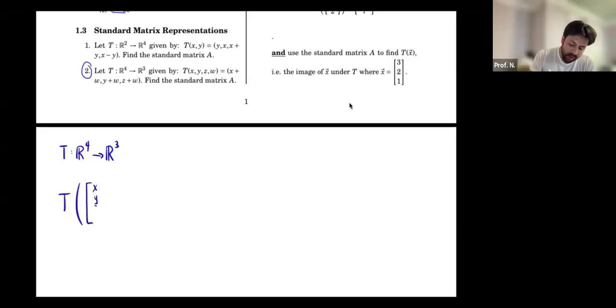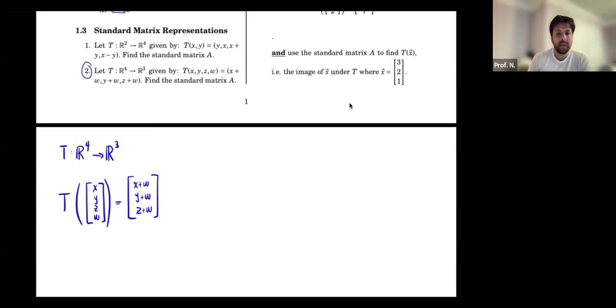This is X, Y, Z, W. And what does this give me? This gives me a vector in 3-dimensional space, right? Which looks like X plus W, Y plus W, Z plus W. So good. Now I want to represent T as a matrix, and a standard matrix at that. So how do I do it?